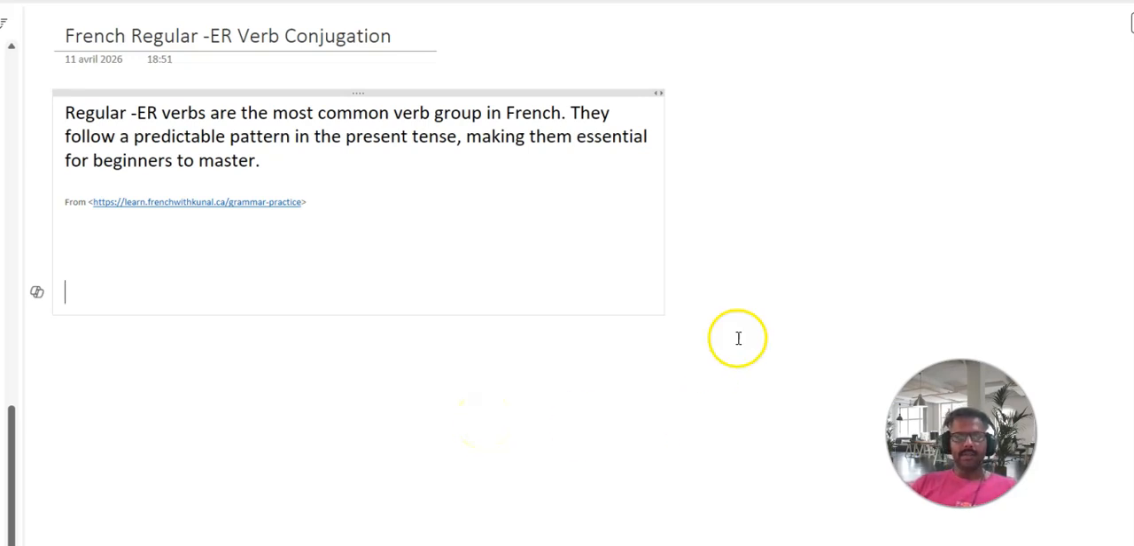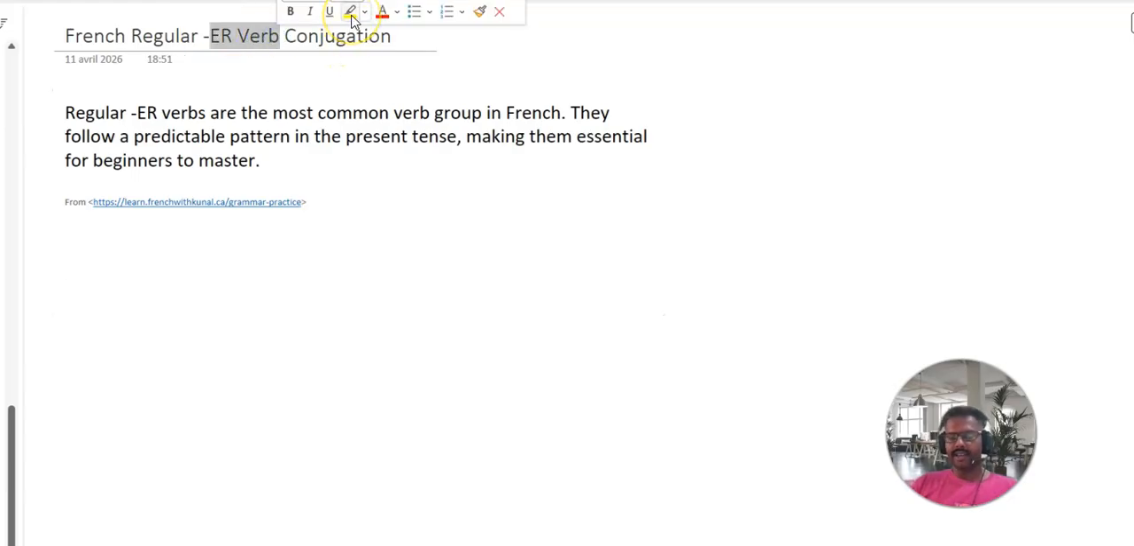So let's learn about -er verbs in French. In English, it's -er verbs. They are the first category verbs, and we have to learn them by heart for conjugation. So let's just look at it.